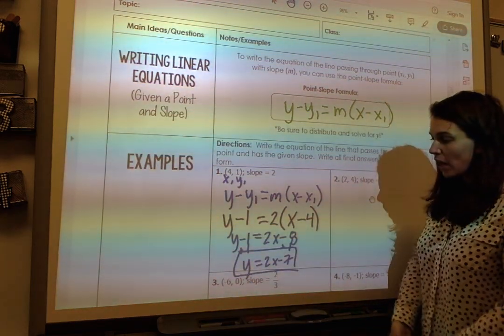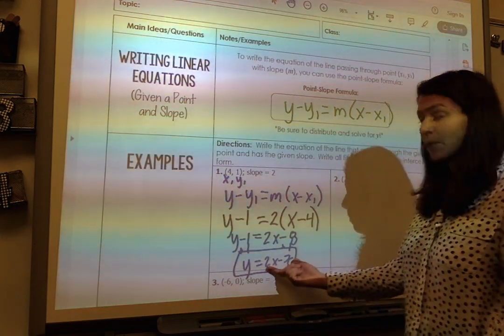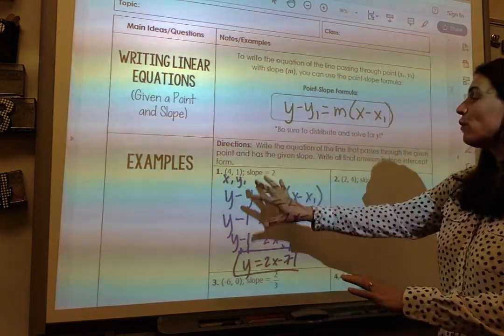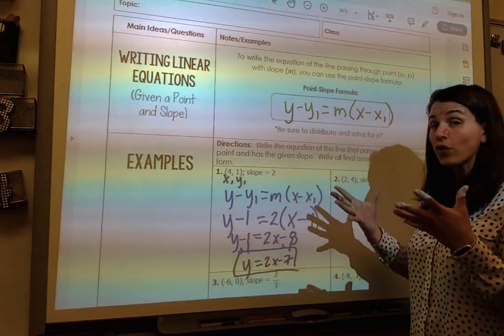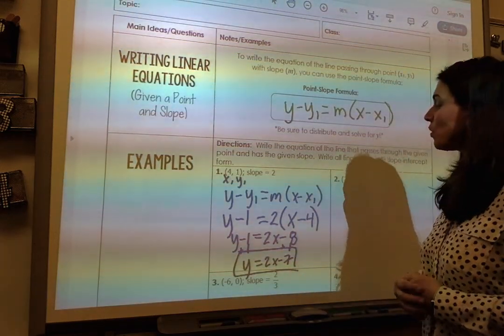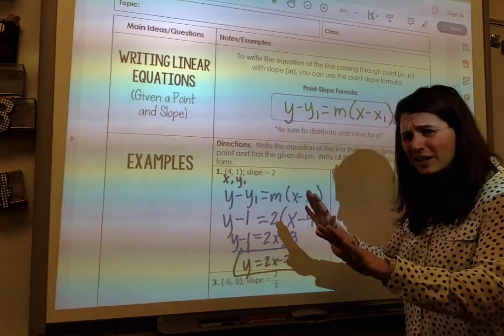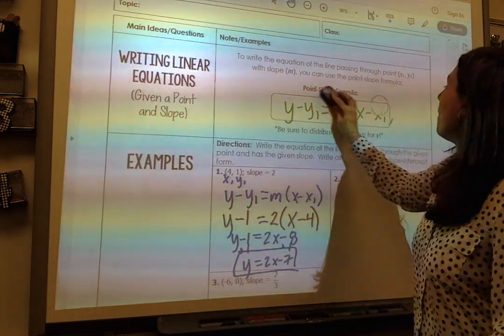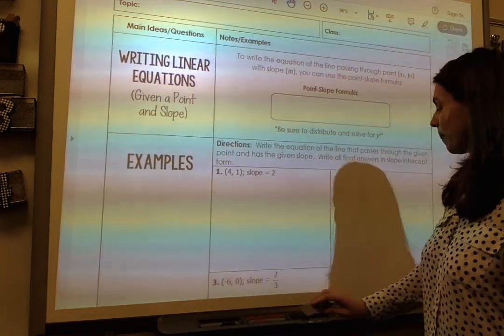Now I have my linear equation and I'm able to graph it. My beginning point is -7 and my slope is 2. If you're given a slope and a point, all you're finding is your y-intercept. So that's one way to do it if you use this formula, and that's totally legit. Use that formula. But I'm also going to show you another way.